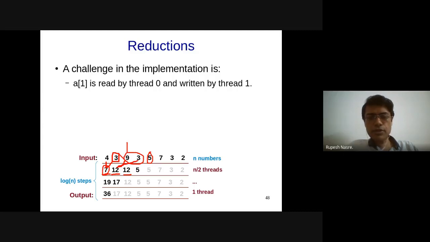Anybody has any confusion in that? Why there is a data race? Anybody who has not understood it? Okay, so I'm assuming that everybody is with me.